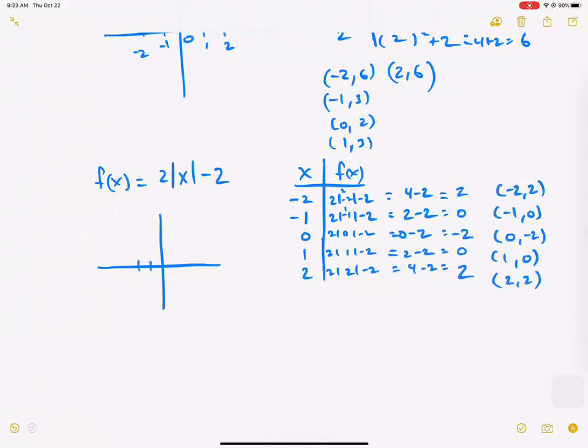Negative 2, up 2, negative 1, 0. At 0, we're at negative 2. At 1, we're at 0. And at 2, we are at 2. And these are straight lines.